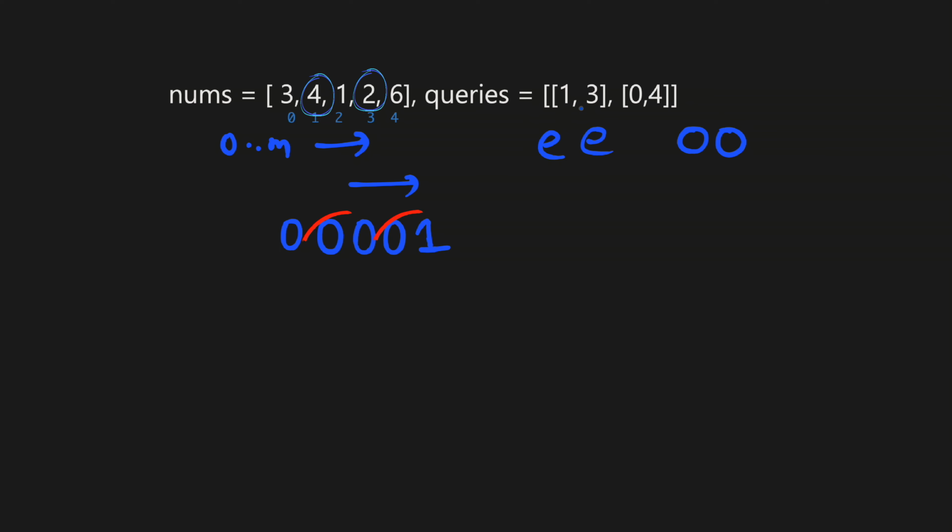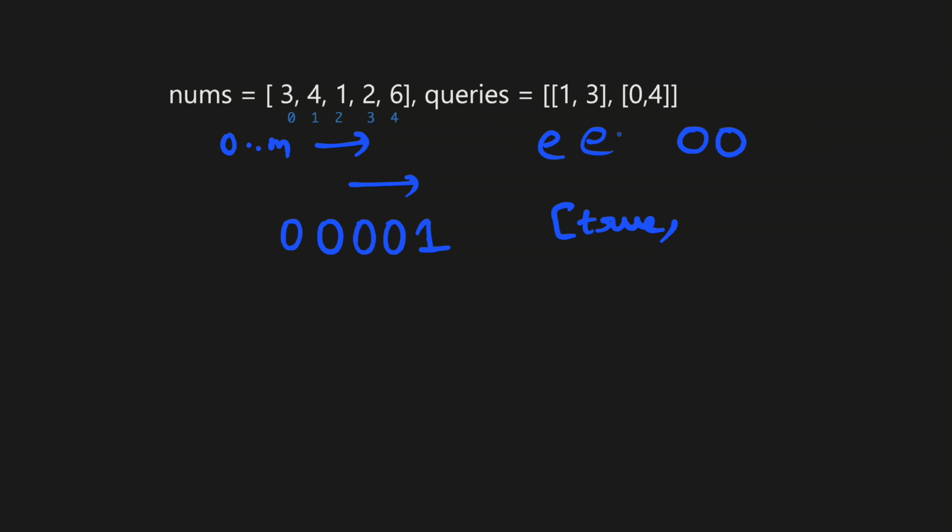For example, for query 1 and 3, the prefix count at both indices is same, indicating we couldn't find any pair of adjacent elements with same parity. So that means this is a special subarray. So in this case, we will return true as our answer.